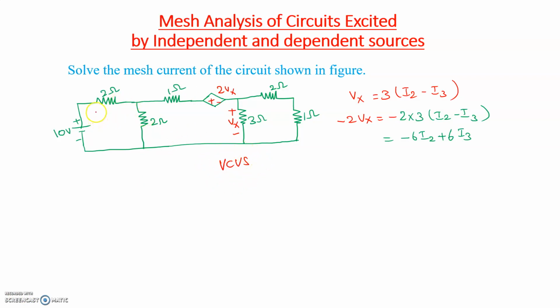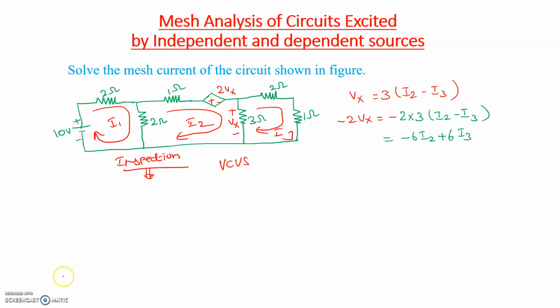So here I have got three loops. So I will be assigning currents I1, I2 and I3. Here I am going to use the inspection method to solve this problem. In our previous lecture we have seen how to solve the mesh current analysis problem by the inspection method. In the inspection method we will be forming the matrix directly. First we have the resistance matrix into the current matrix, that is equal to the voltage matrix.